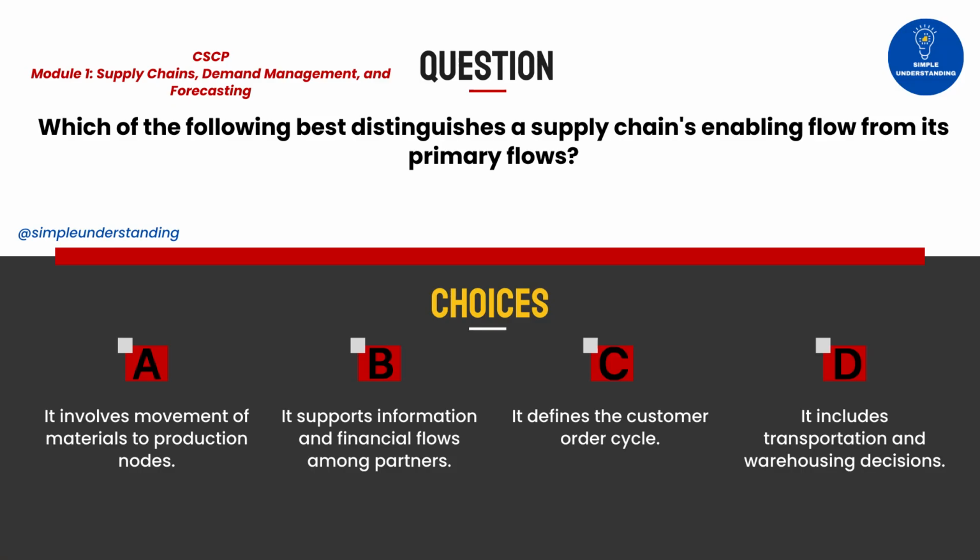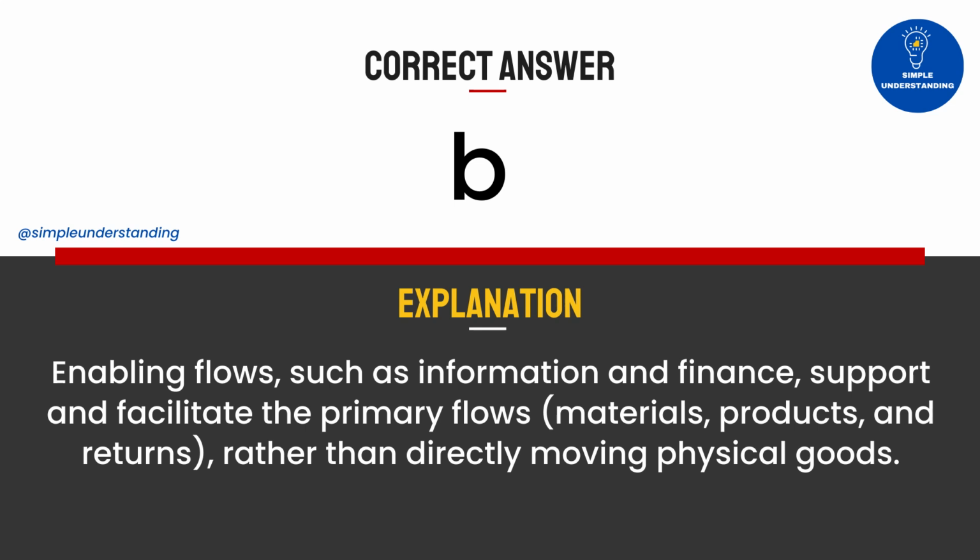1. Which of the following best distinguishes a supply chain's enabling flow from its primary flows? A. It involves movement of materials to production nodes. B. It supports information and financial flows among partners. C. It defines the customer order cycle. D. It includes transportation and warehousing decisions. Correct answer, B. Explanation. Enabling flows, such as information and finance, support the primary flows, materials, products, returns, but don't involve the direct physical movement of goods.